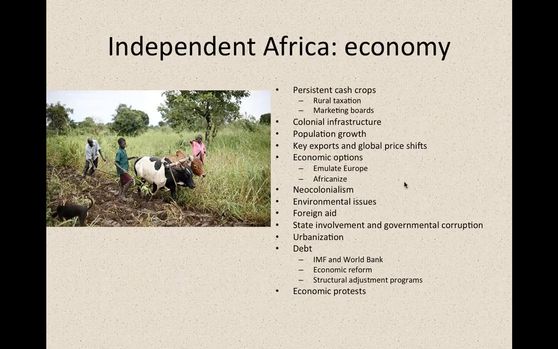Okay, so in this slide and the next slide, I'm going to cover what I think are the two most important facets of post-colonial history. The first is economics, the African economy, and the second is political history, or the political systems of Africa. And then we'll conclude by talking about the problems of militarization and conflict and warfare and things like that.